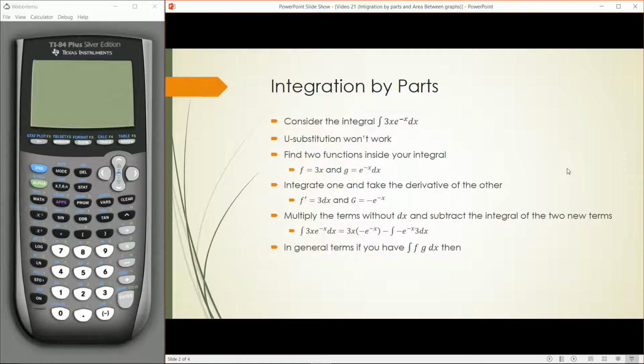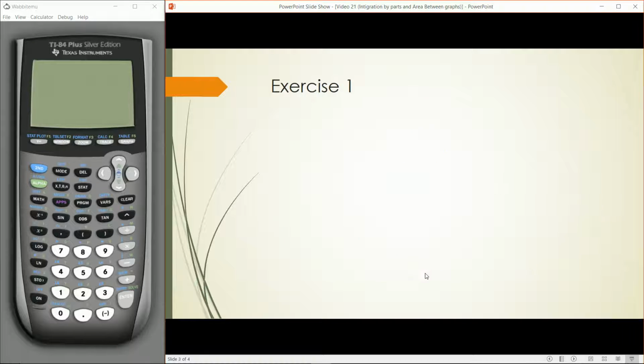So if you have a general term of f times g dx, then you can have this general equation here, where f prime is the derivative of f and capital G is the antiderivative of g. So that's your basic equation for integration by parts. So let's go ahead and take a look at a problem for you to work on.